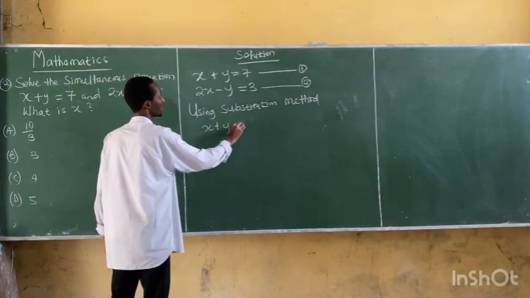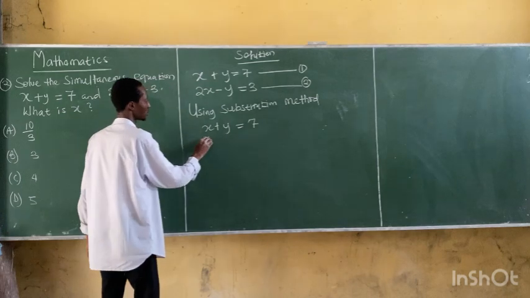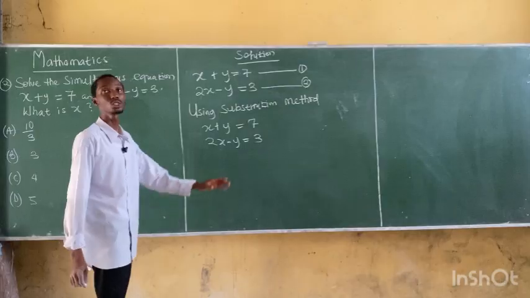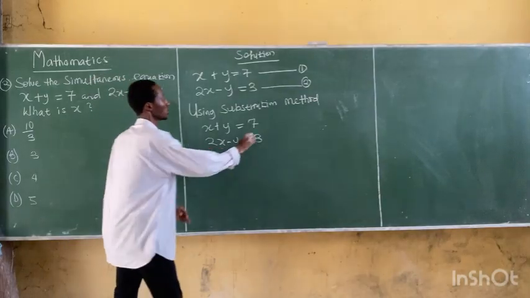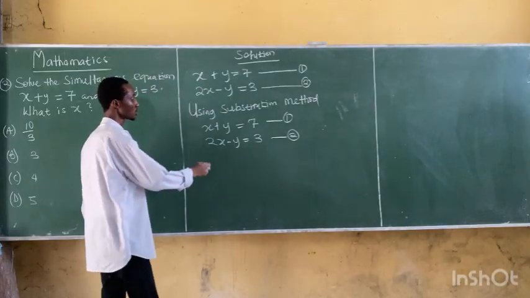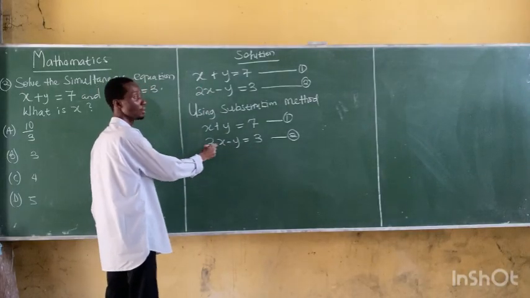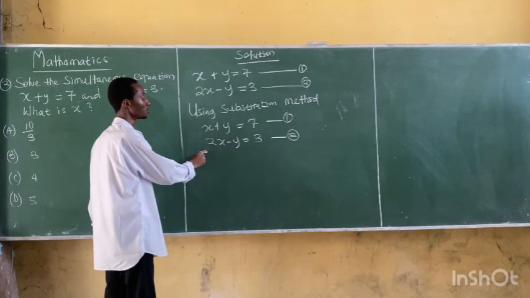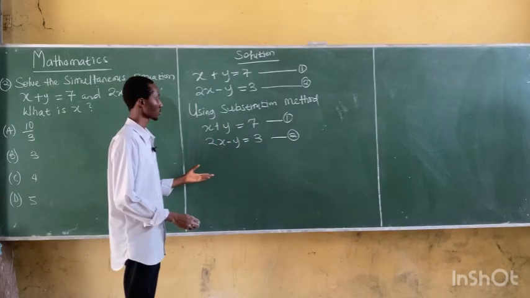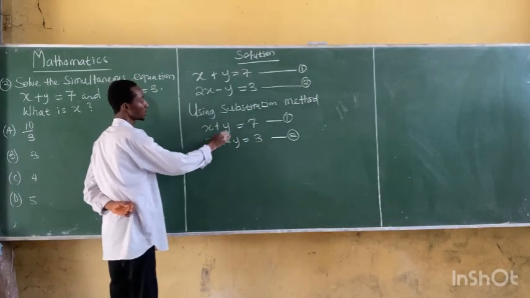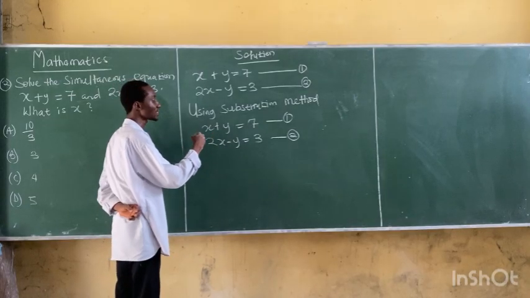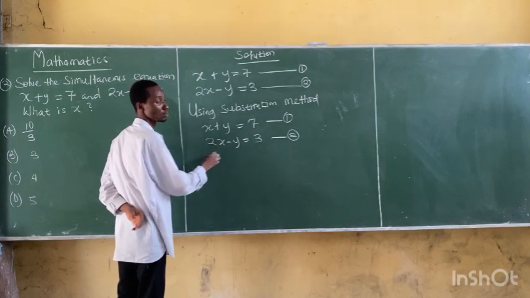We have x plus y is equal to 7 and 2x minus y is equal to 3. Don't forget this is equation 1 and this is equation 2. It means pick one of these equations, make a certain variable the subject of formula, then whatsoever you get there, substitute it into the other equation. By that I mean, let's pick equation 1, make either x or y the subject of formula. Your answer, you substitute it into this second equation.